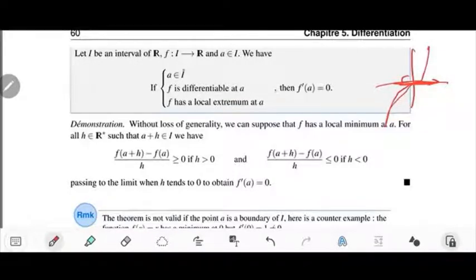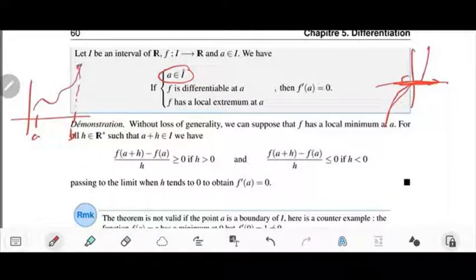but this point is not a maximum at all. Also, another thing that is very important to notice is that we are talking about points in the interior of I. It means we are not talking about points at the boundary of I. Because if f is defined, for example, between a value a and b, and f is doing like this, at the point b you have a local maximum, but the derivative at the point b is not equal to 0. So if you are at the boundaries, this theorem does not apply. It applies only if you are inside the interval.